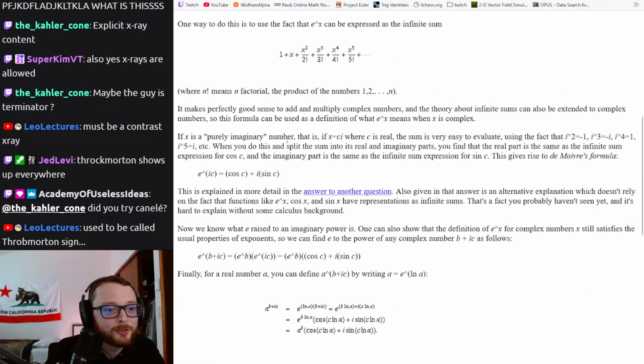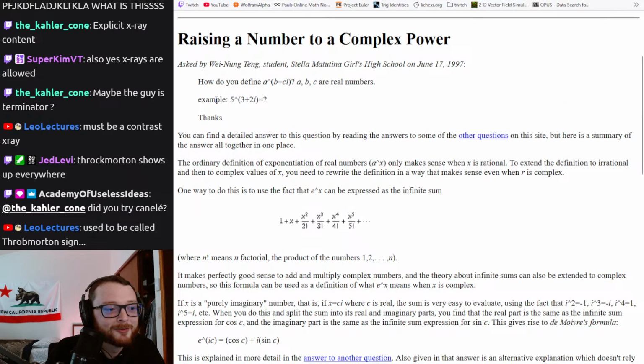This might be answering our question here, this article, about the complex powers.